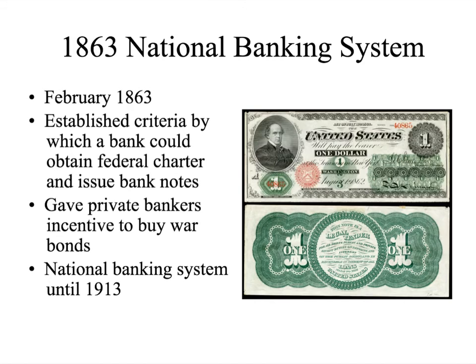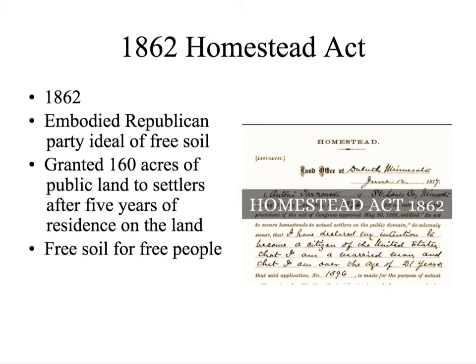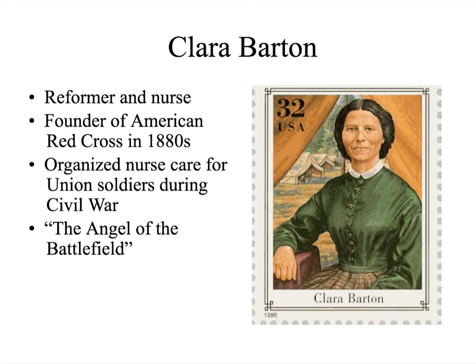1913. One of the things that also was able to be ratified because the Democrats were gone was the 1862 Homestead Act. It embodied the Republican Party ideal of free soil, granted 160 acres of public land to settlers after 5 years of residence on the land. So the idea was free soil for free people.